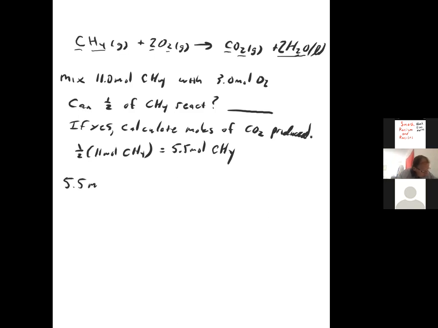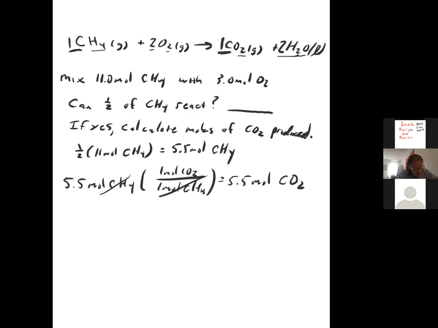5.5 moles of CH4. And we want carbon dioxide. That's over here. That's a 1, and that's a 1. So 1 mole CO2 for every 1 mole CH4. So you get 5.5. Okay, so a half of what we put in, because the question was, can a half of it react? That's how much CO2 we would get. That would be our answer if CH4 is the limiting reactant. The limiting reactant tells you how much of the product you're going to get.